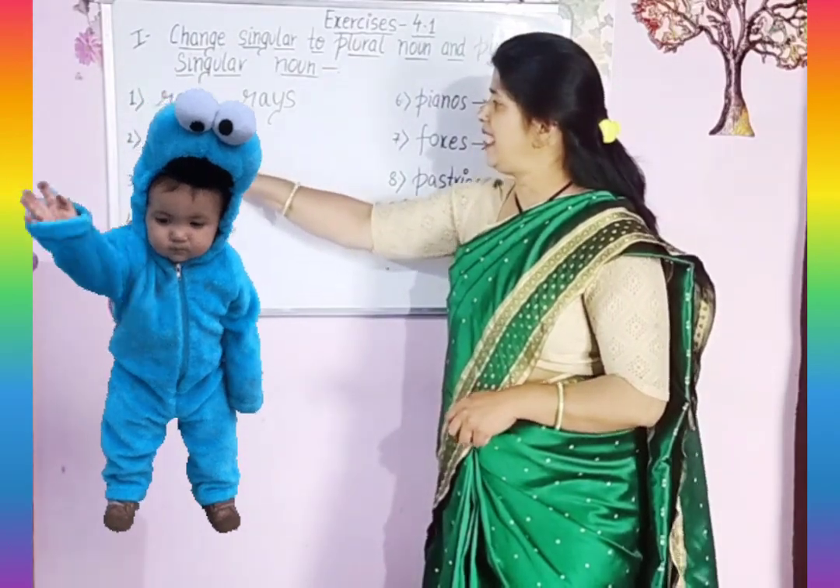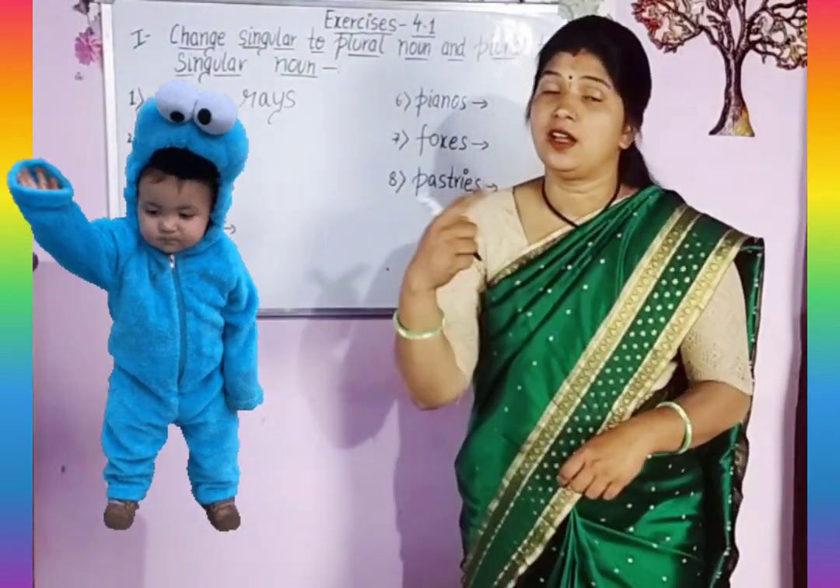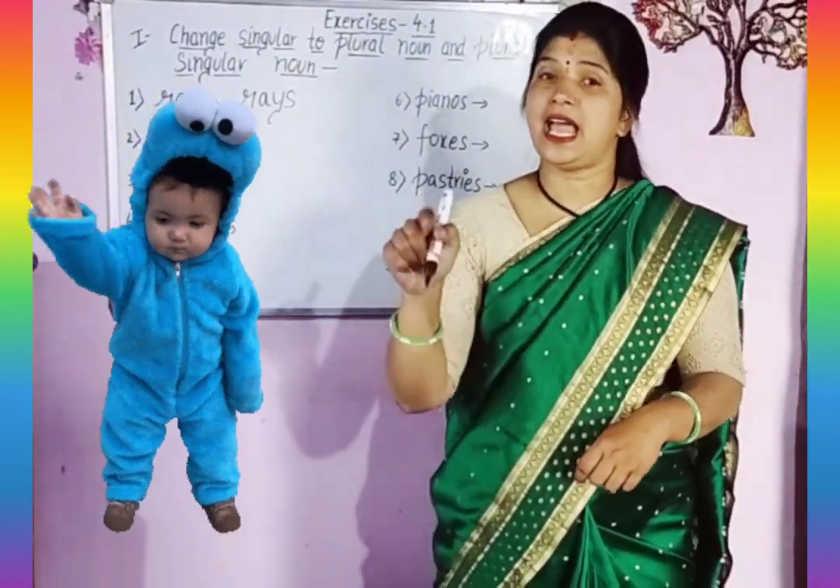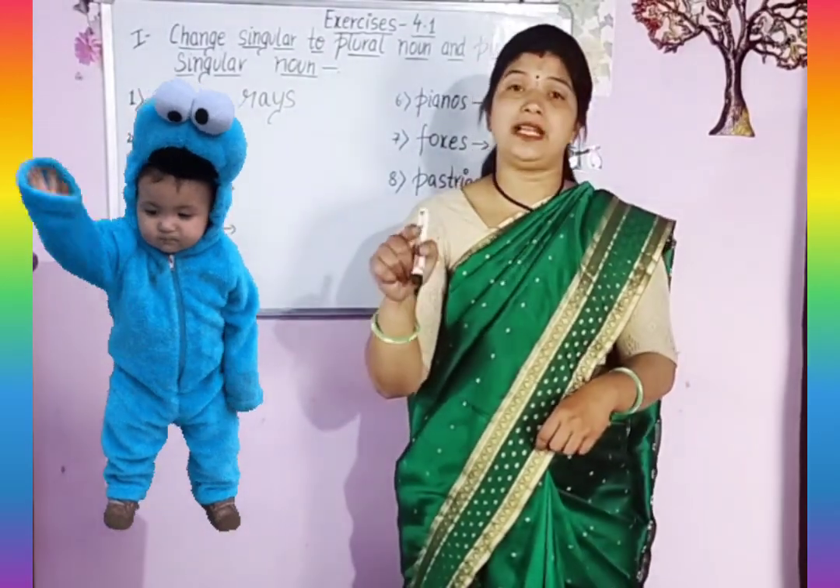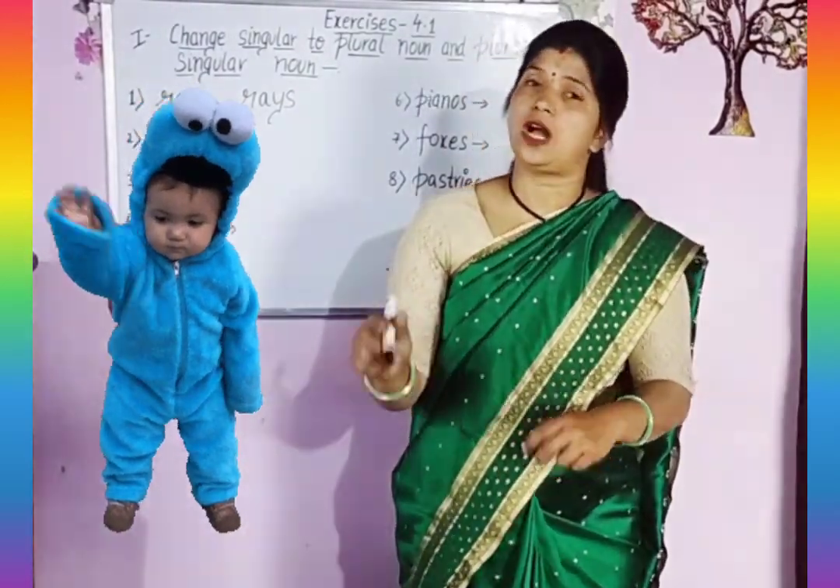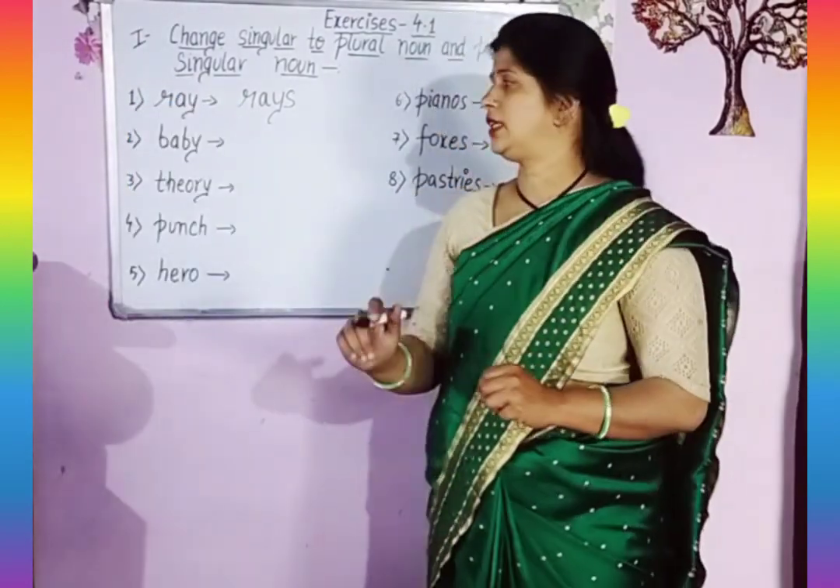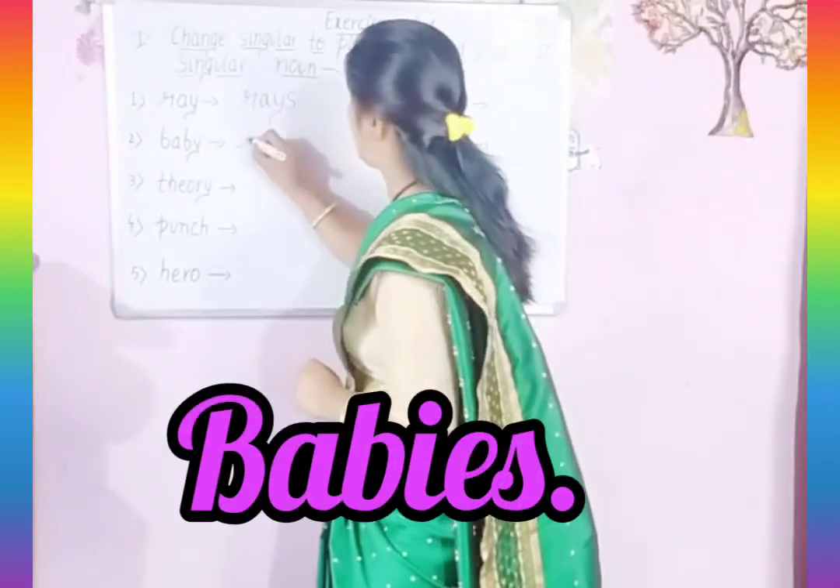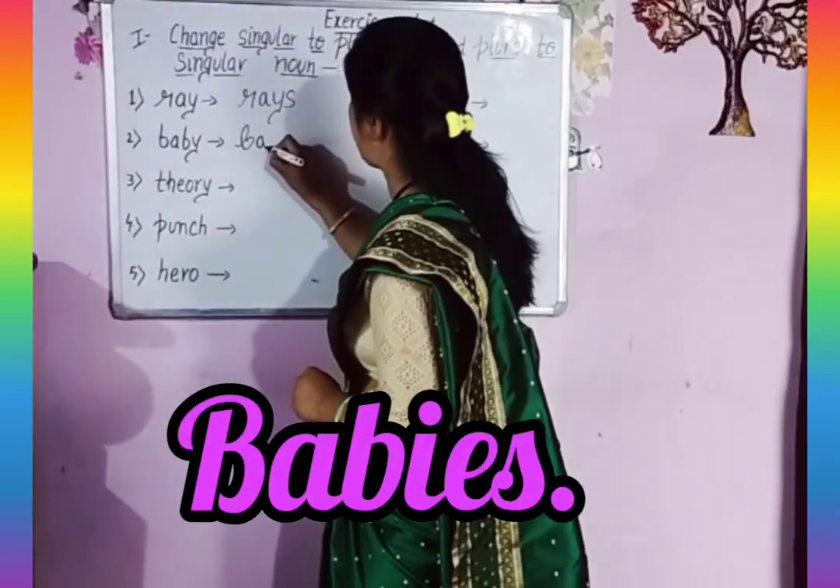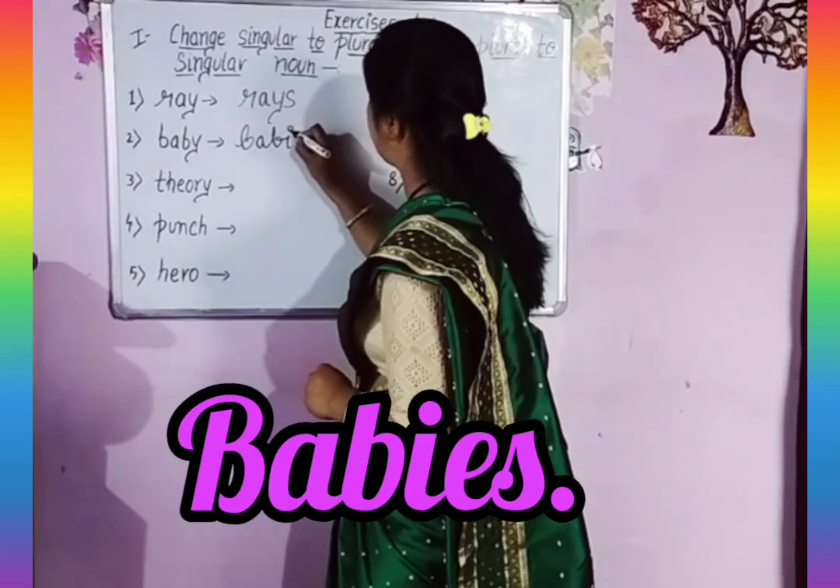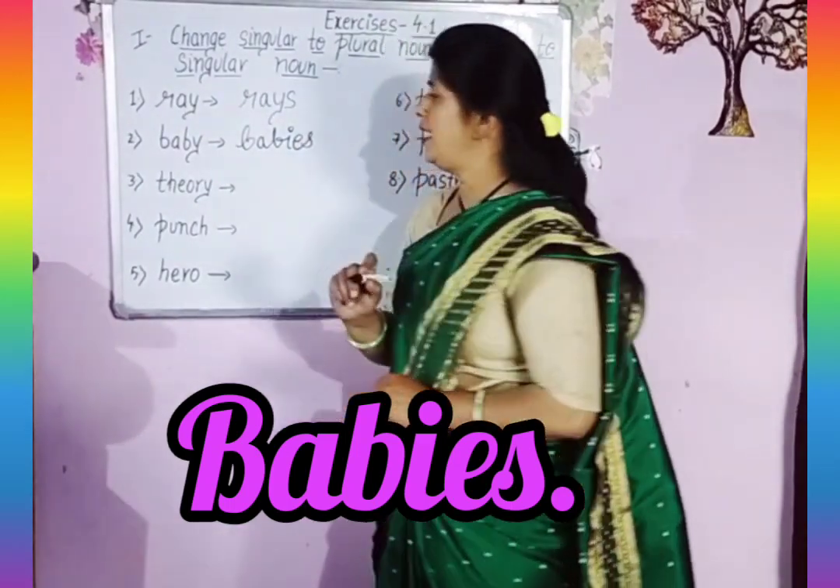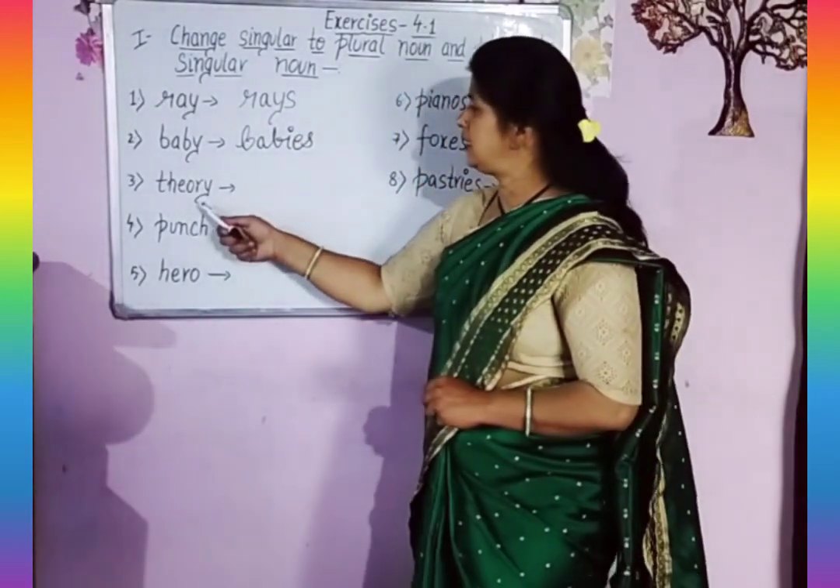Okay. Similarly, the next word is baby. Y is at the end and before Y there is B, so it means there is a consonant. If there is a consonant, Y is replaced by I and ES is added. So it will become babies, B-A-B-I-E-S. Babies.